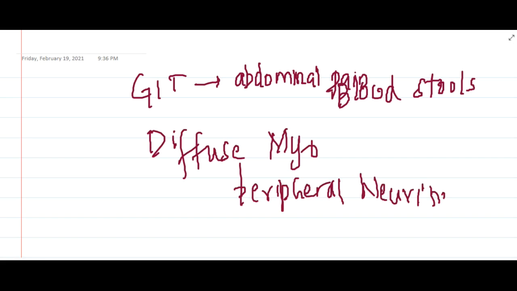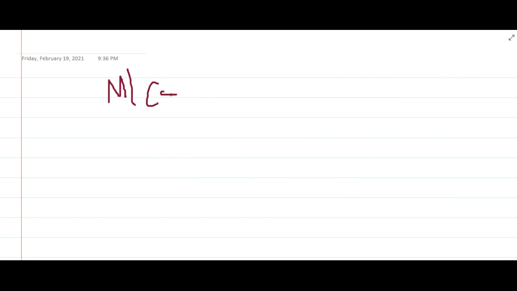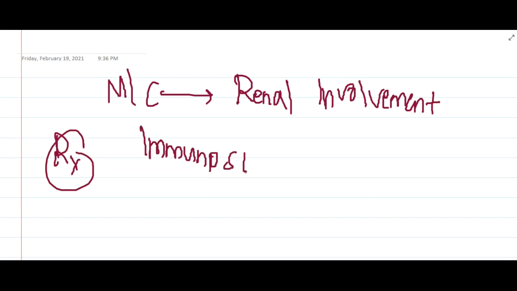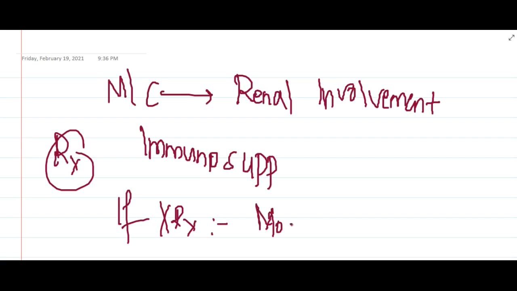Most commonly in polyarteritis nodosa, renal involvement is very important. And treatment is, we will have to treat this with immunosuppression therapy. If we do not treat polyarteritis nodosa, then this can result in mortality. So this is about polyarteritis nodosa.